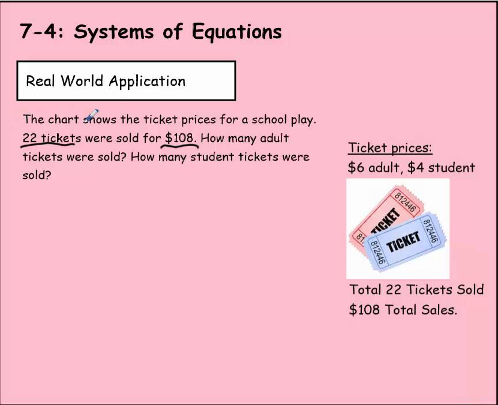So first I can write an equation for the ticket amount. Then I could write an equation for the dollar amount. So let's make A for adult tickets and S for student tickets. So if I said the number of adult tickets, or A, plus the number of student tickets, which would be S, that's going to be a total of 22 tickets. Now if we focus on the money, the number of adult tickets times 6, because there's $6 a piece, so 6 times A, plus the number of student tickets times 4, because there's $4 a piece, so 4S, that's going to equal the $108 that we have.